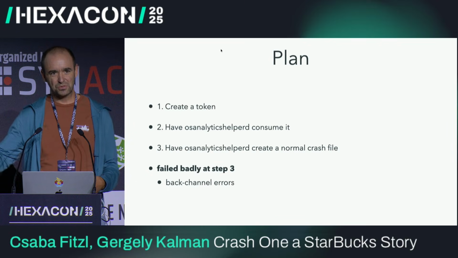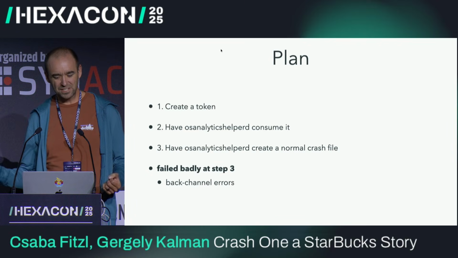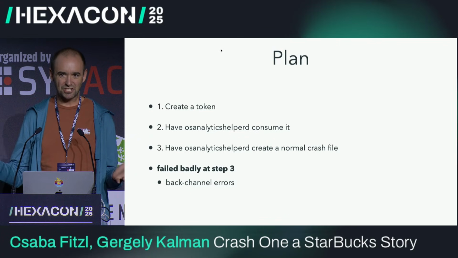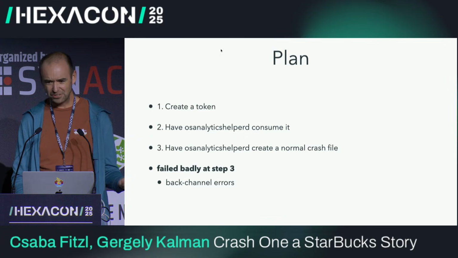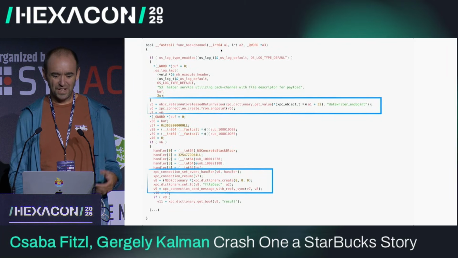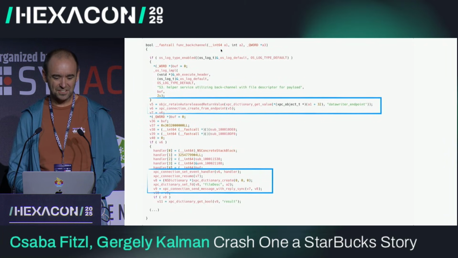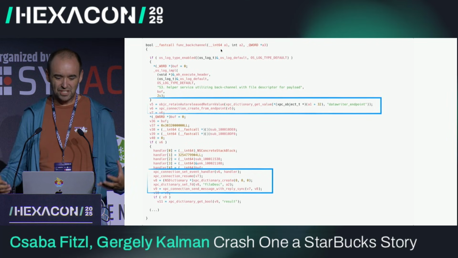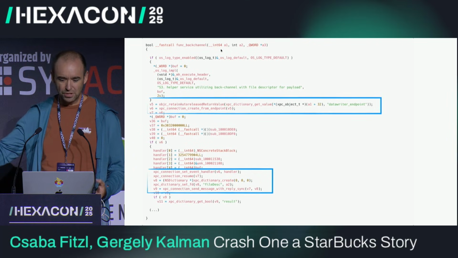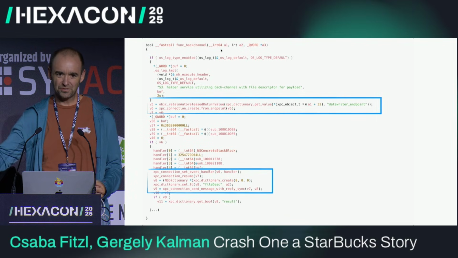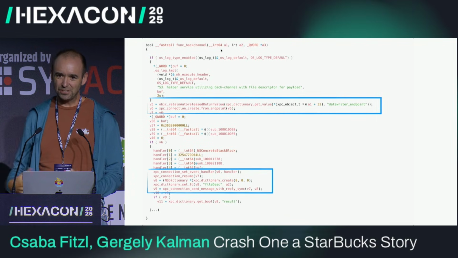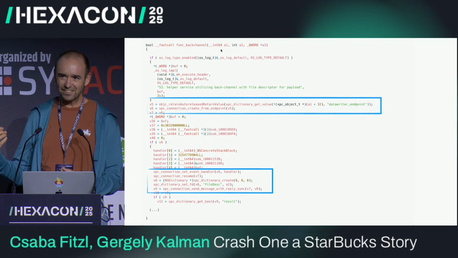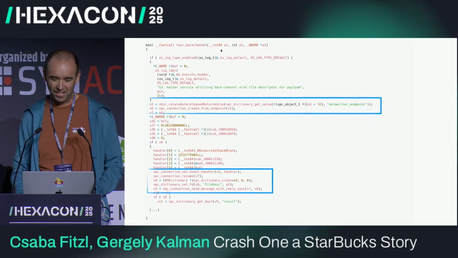We actually managed to get the token consumed by the process, but it never created the file. We received some back-channel errors, which we didn't understand. So we had to do some more reversing. It turned out that there is a function handling some back-channel stuff. What it really did is take the data writer endpoint from the message, create a new XPC connection to that endpoint, and send the file descriptor back to the caller.